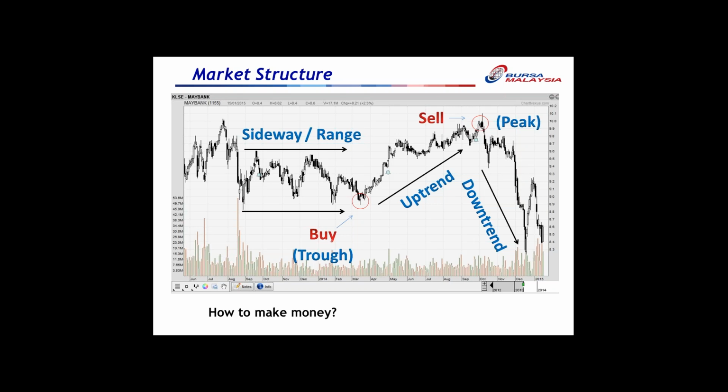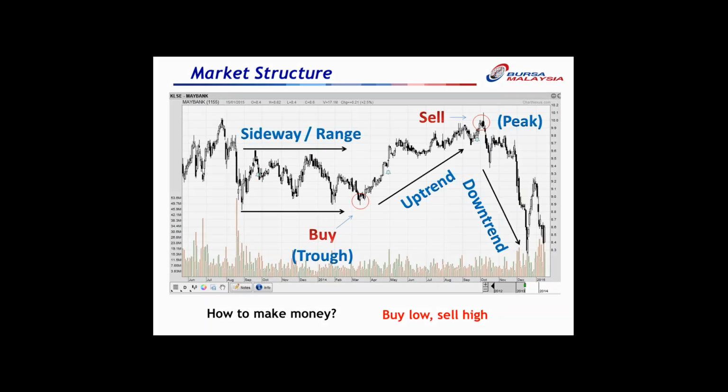So how do we make money? We buy low and sell high. Alright? Now, everybody knows how to buy low and sell high. But the matter of fact is that a lot of people go to the market and they don't make money, even though they know they need to buy low and sell high. And this is easier said than done, buy low and sell high.